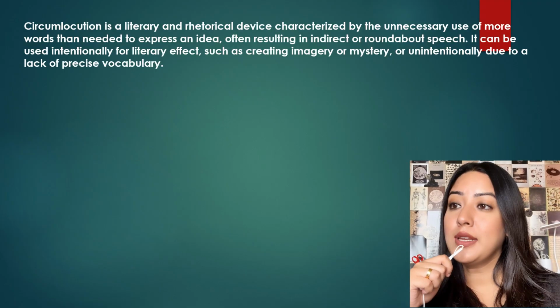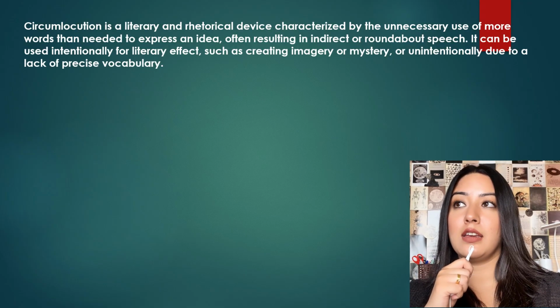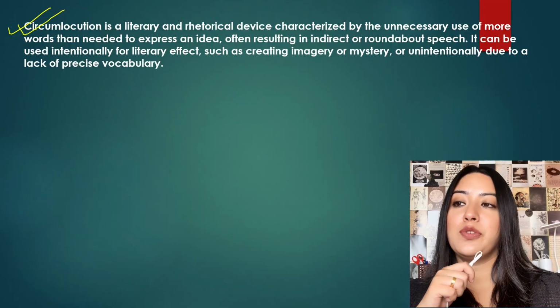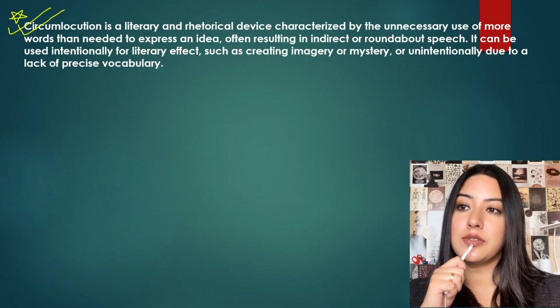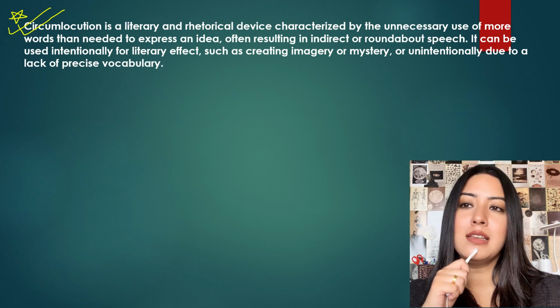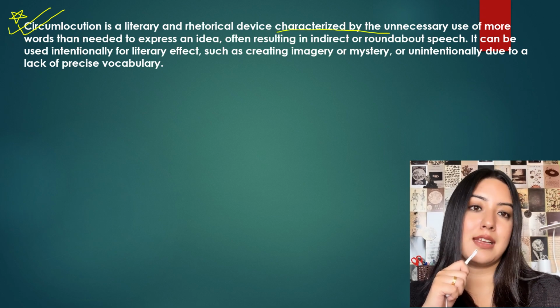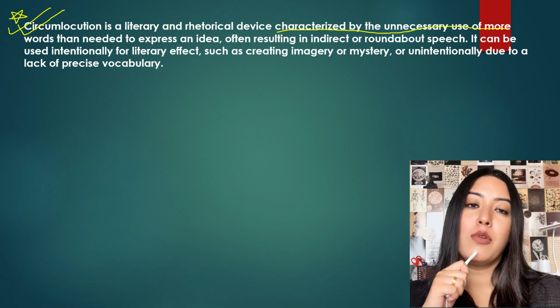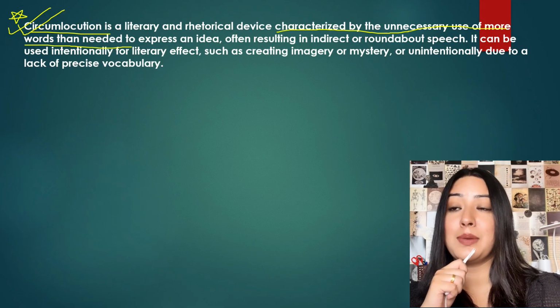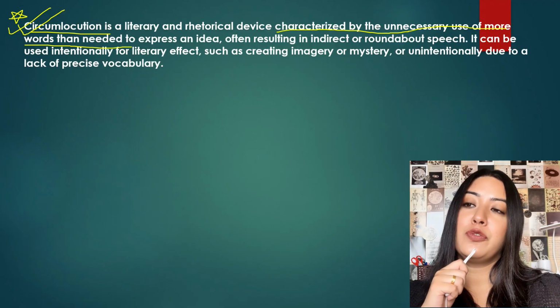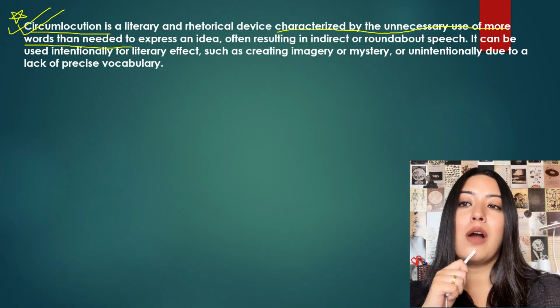So right at the get-go, let us have a look at the definition of circumlocution. So circumlocution is a literary and rhetorical device characterized by the unnecessary use of more words than needed to express an idea. So you're basically using more words to express an idea, okay? Just remember this. I'll explain it as we move forward. Often resulting in indirect or roundabout speech.